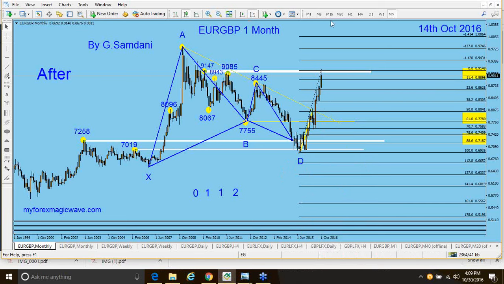So from 0 to 100, this is the whole move. If the price retraces down here, it is 61.8% of the whole move, a little bit more than half recovered. So this is a retracement tool, and this is what 61.8% means.